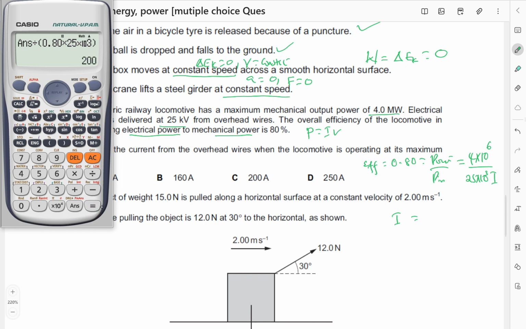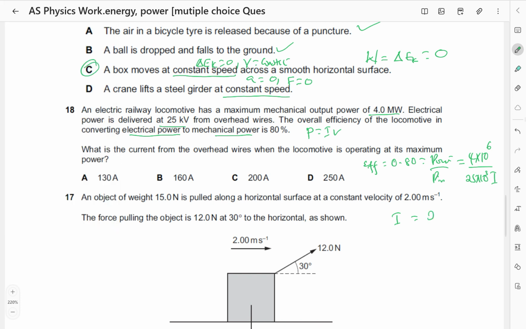Let me repeat: 4 exponent 6 divided by, open brackets, 0.8 times 25 exponent 3. So this is giving me 200. So this is 200 amperes. So this means our answer is going to be A, 200 amperes.